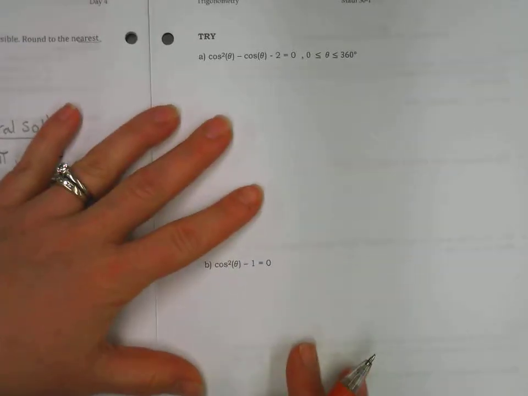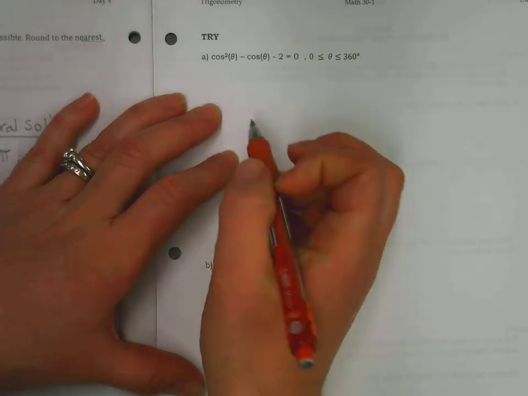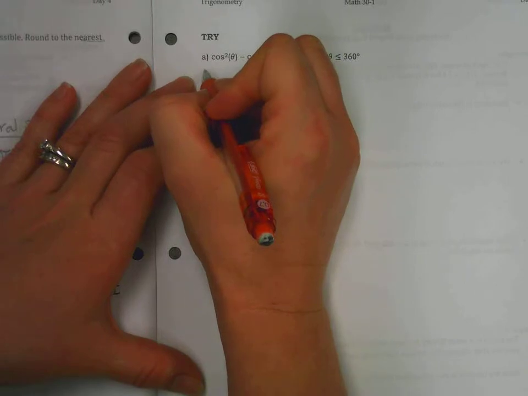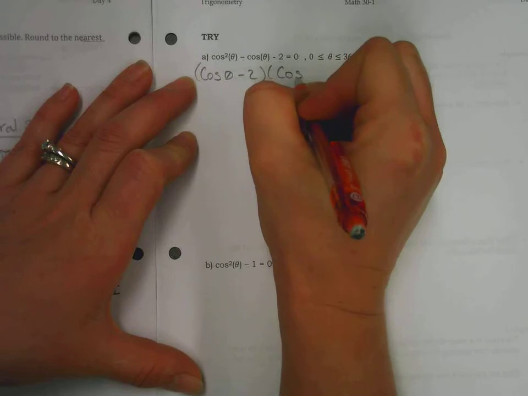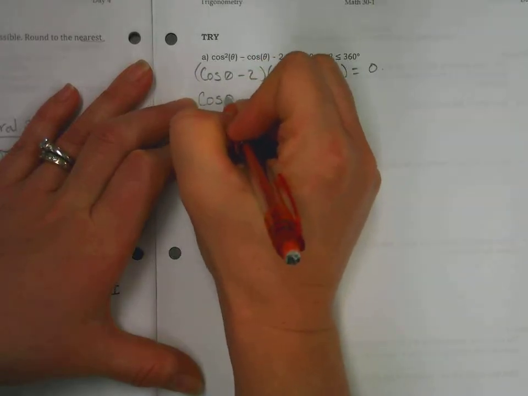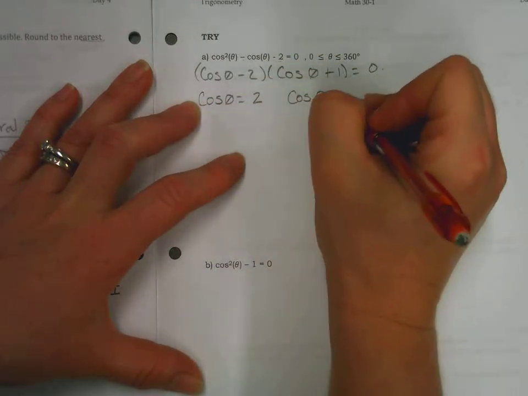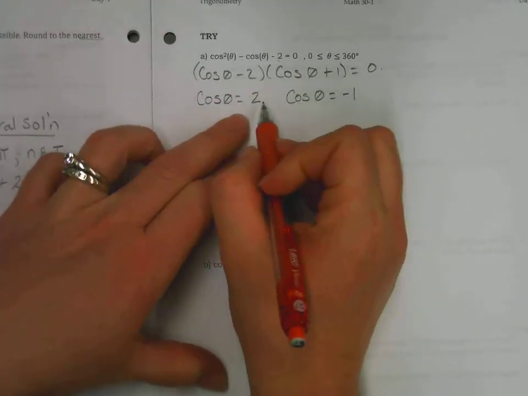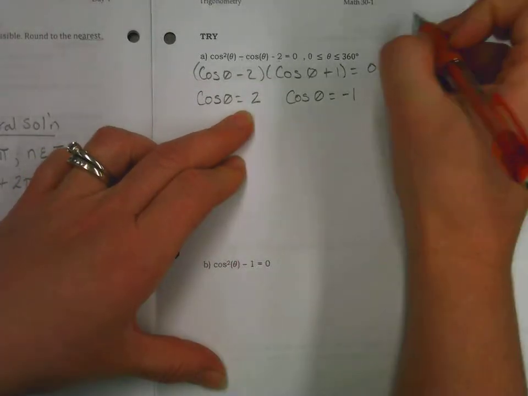Okay, so looking at this, it is a quadratic cosine function. I'm going to factor this. So the factors of negative 2 that add to negative 1 would be cos of theta minus 2 and cos of theta plus 1. So I get solutions, or ratios, of cos of theta equal to 2 and cos of theta equal to negative 1. Well, technically, you cannot have a ratio for cos or sine of theta that is greater than 1. So maybe just make a note of that.